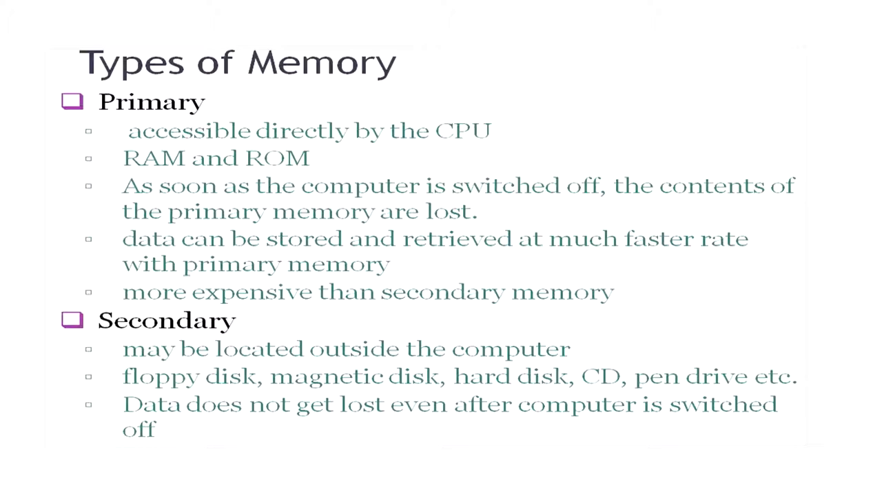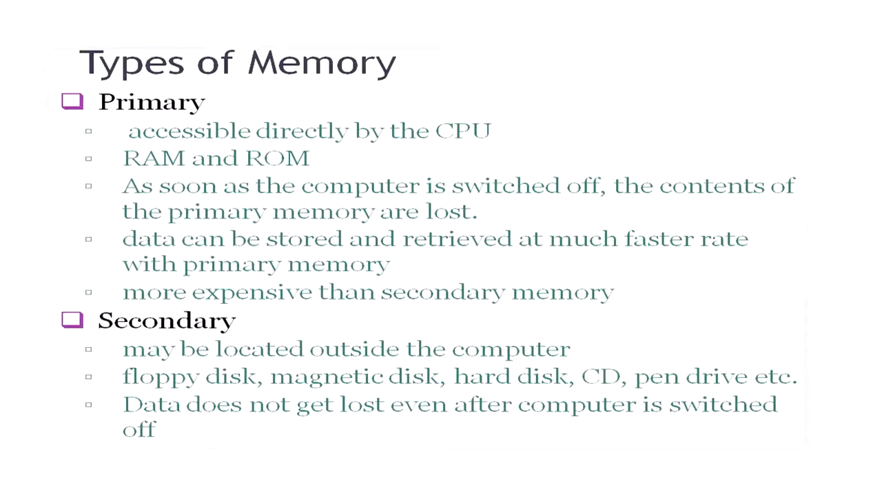Data can be stored and retrieved at much faster rate because it is inside the CPU, it is directly connected with the CPU. So that is why the data accessing rate, the data retrieval rate is much higher in case of primary memory, and it is more expensive than the secondary memories.